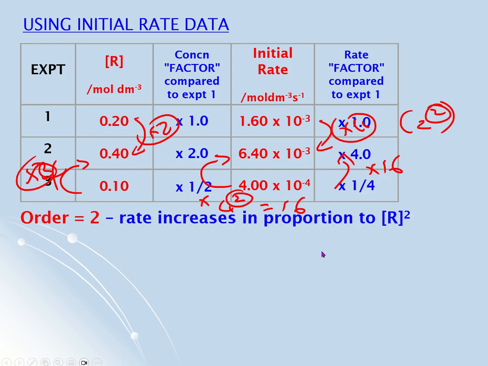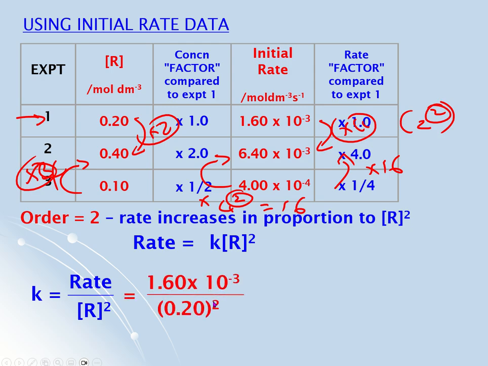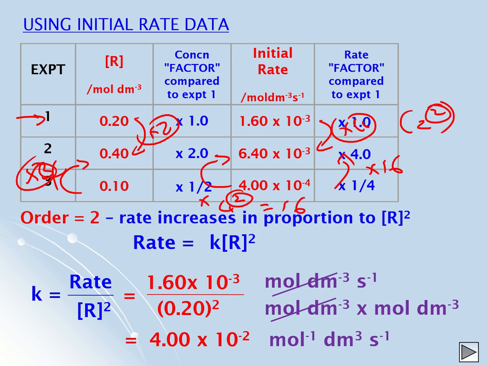So the rate is directly proportional to R squared, and we would write it as so. If we wanted to work out the K value, we take any of the experiments. So this one, I think we've taken number 1. So it is 1.6 times 10 to the minus 3, the rate, over 0.2 squared. Remember your units. It gives me 4 times 10 to the minus 2. And that's how we work out our K value.